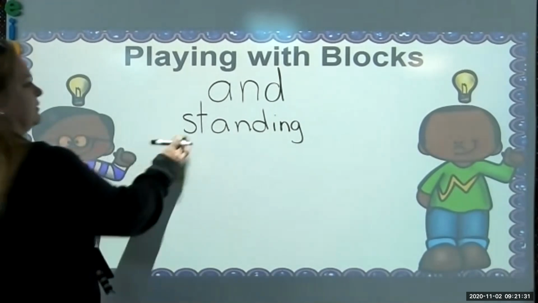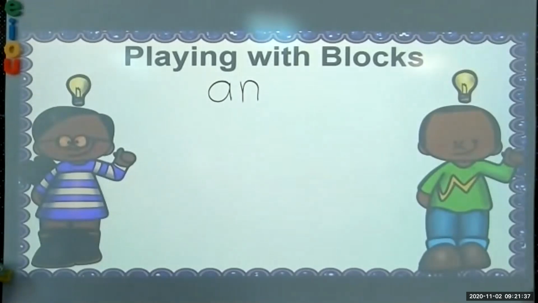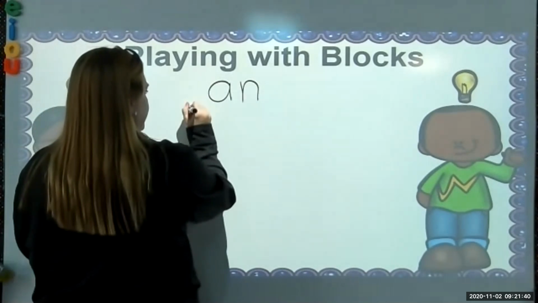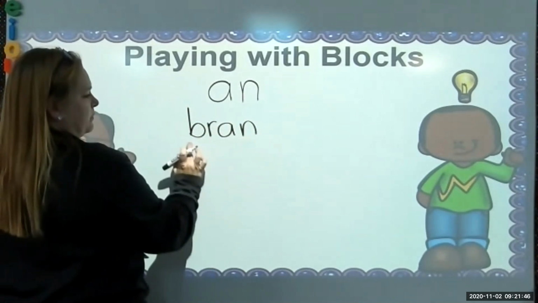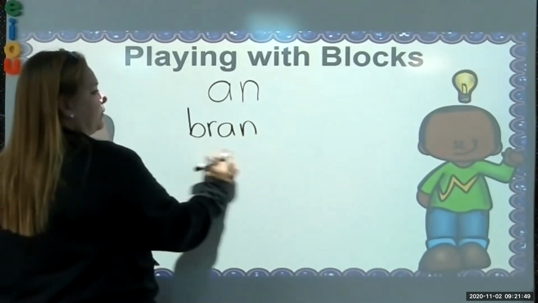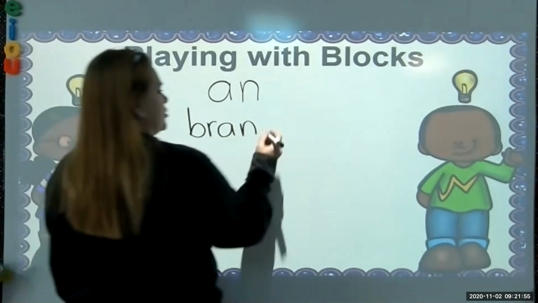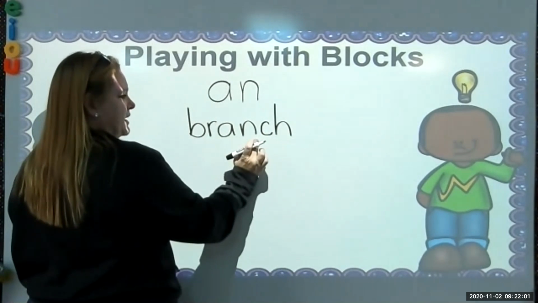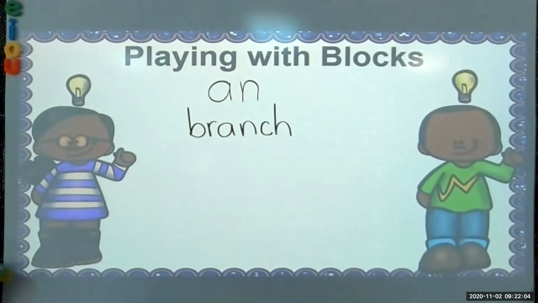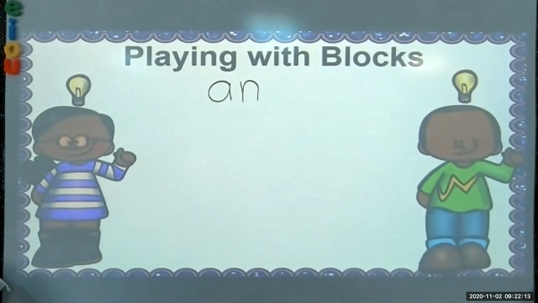Okay. So we're going to go back to just an and add br at the beginning. Br. Bran. The new word is bran. Good. Now I'm going to add ch to the end. Branch. What is that new word? The new word is branch. Good. Can you guys think of any other words that we can make with an in it?